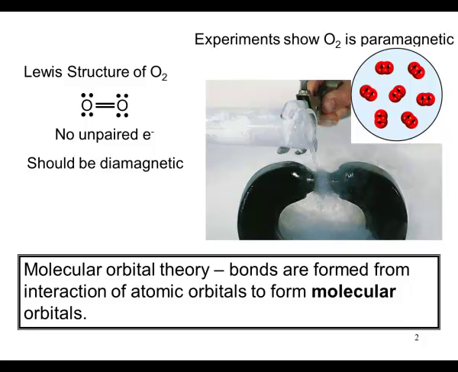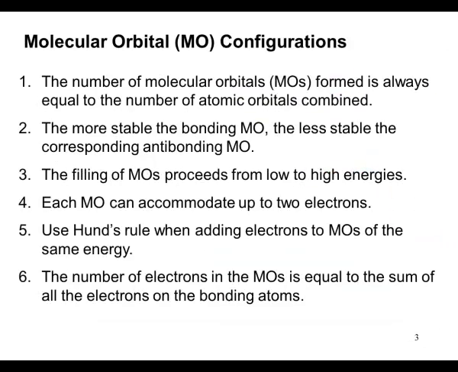We need a better theory of bonding. Molecular orbital theory states that the bonds are formed from the interaction of atomic orbitals to form molecular orbitals. Here are the rules for the molecular orbital configuration.